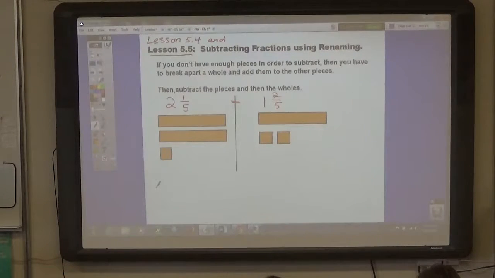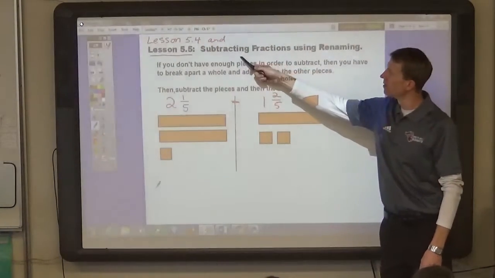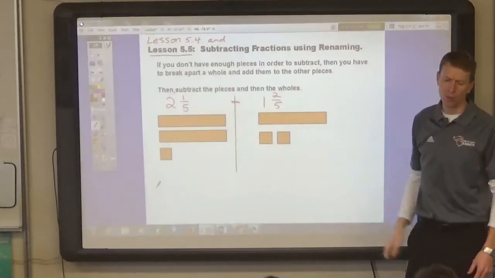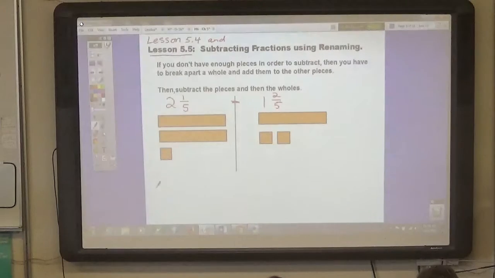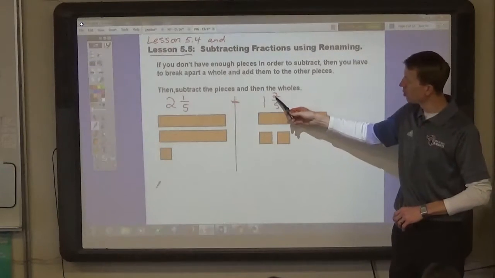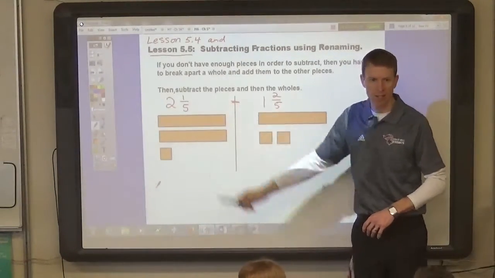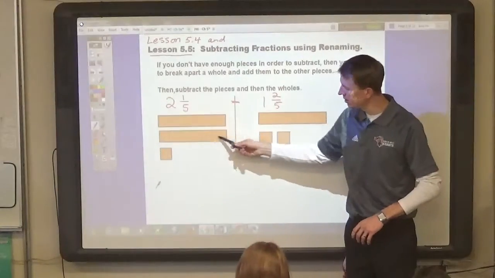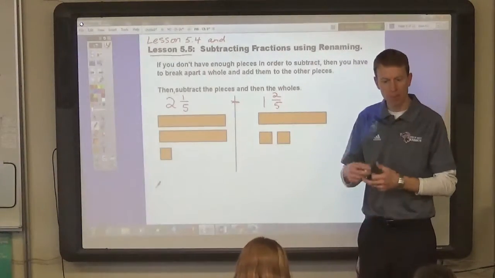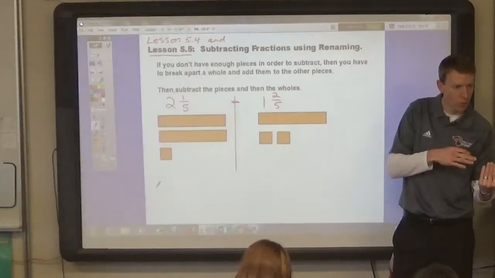All right, sixth grade, in this lesson we're going to talk about lessons 5.4 and 5.5. They have the same subject of subtracting fractions using renaming. So we have to regroup the number. We have to change the number in order to be able to do the subtraction. In this case, we're going to review that if you are trying to take away some pieces, but you don't have enough pieces, then you have to take one of the wholes that you have and cut it up or break it up into the right size pieces so that you can take some of those away.